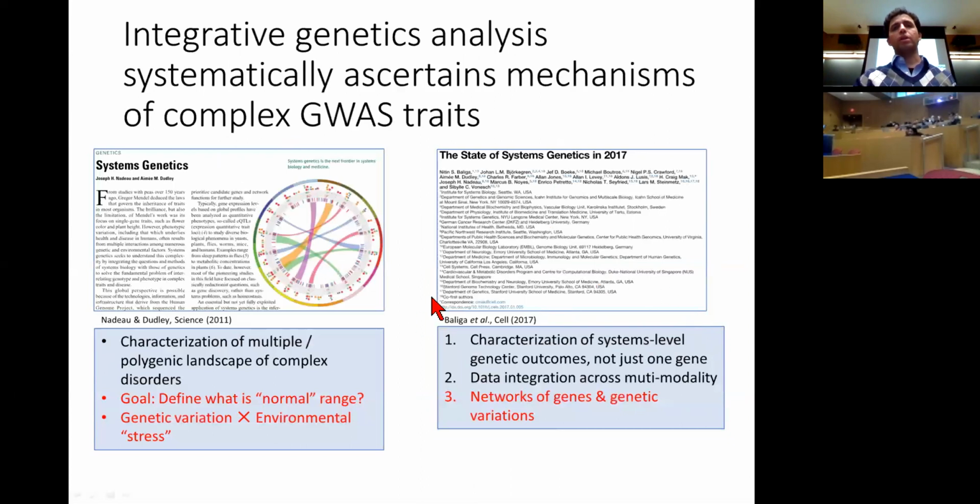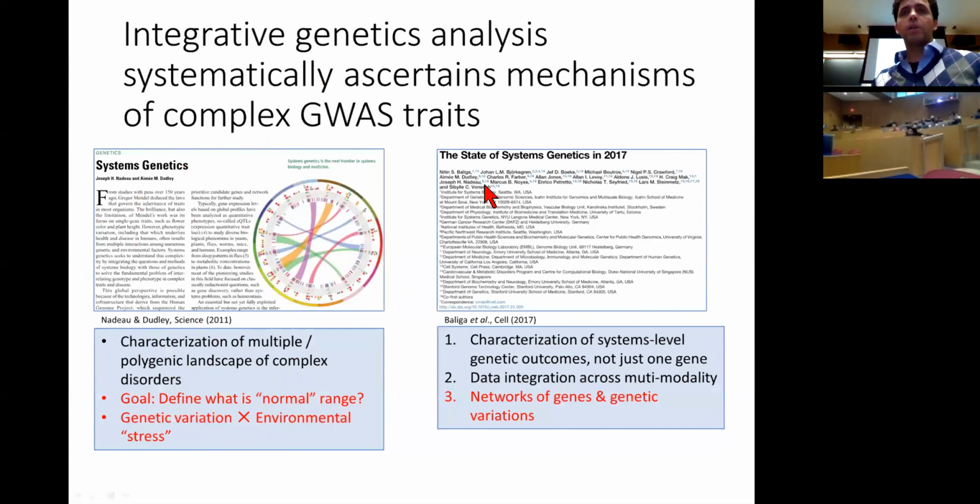So the concept here is that we can now start doing genetics at the systems level, basically looking at the whole genome each time and many, many different phenotypic associations. So what systems genetics tries to do is basically characterize multiple polygenic associations for complex disorders, define what is the normal range, define the correlation between genetic variation and environmental stress. And this was quite a pioneering paper by Joe Nadeau, proposed more than 7 years ago, to start understanding the comorbidity patterns, co-association patterns of different traits.